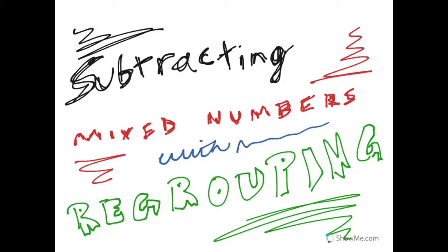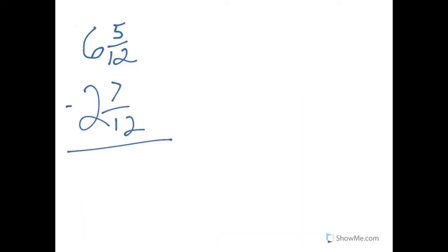Today we're going to talk about subtracting mixed numbers with regrouping. We're going to go through a few examples together, and we're going to look at this even more in depth in class, of course. So say I give you this problem: 6 and 5/12 minus 2 and 7/12.